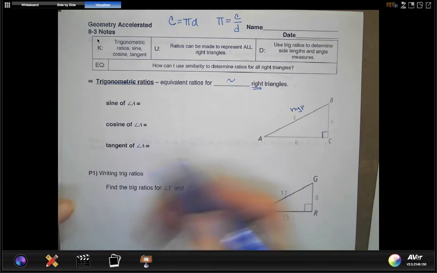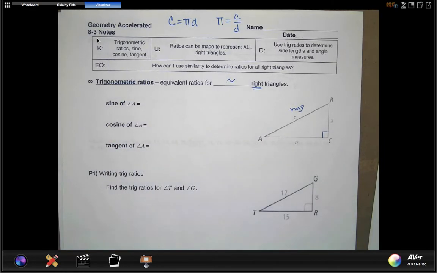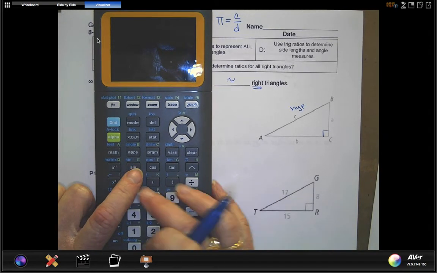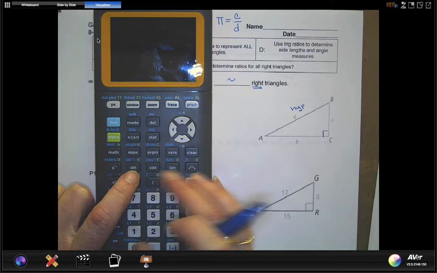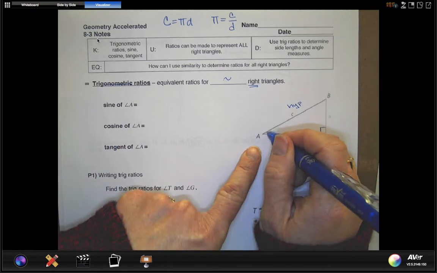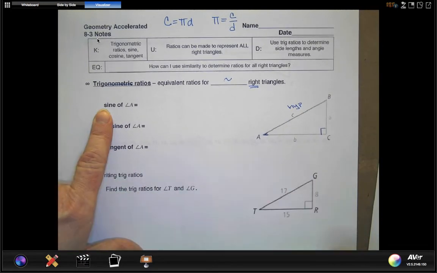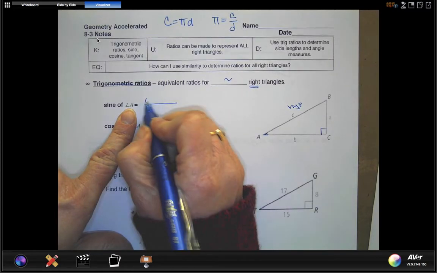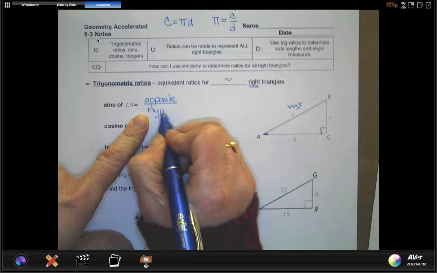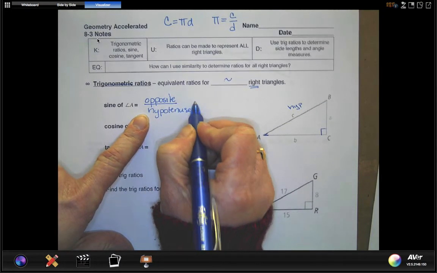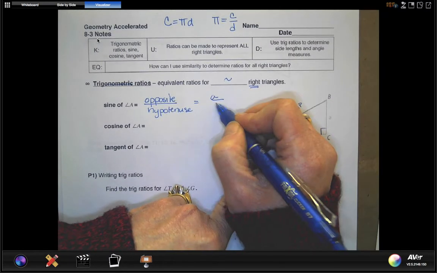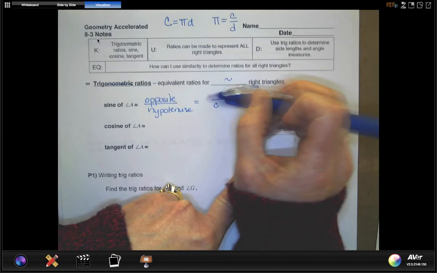So the trig ratios that we have are sine, cosine, and tangent. There's other ones, but those are the ones that we're going to be worried about. If you notice, the calculator abbreviates them with the first three letters. So you've got the sine, cosine, tangent there. All right, the sine of angle A. So whatever angle I'm referring to, the sine ratio is always the opposite over the hypotenuse. So if I was talking about angle A, the opposite side would be A, and the hypotenuse is C. So I'd have A over C.